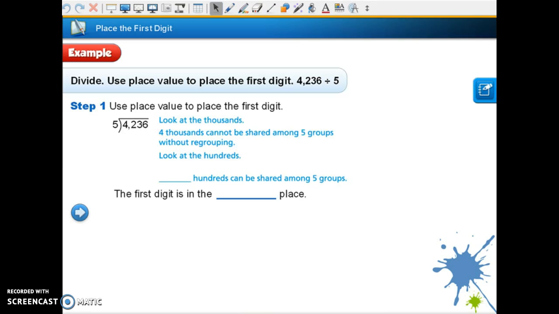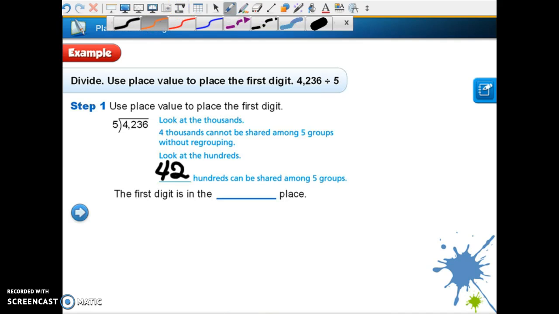Look at the hundreds place. There's a 2. So this is 42 hundreds, which can be shared among 5 groups. The first digit is in the what place? Where's the 2? Hundreds place.